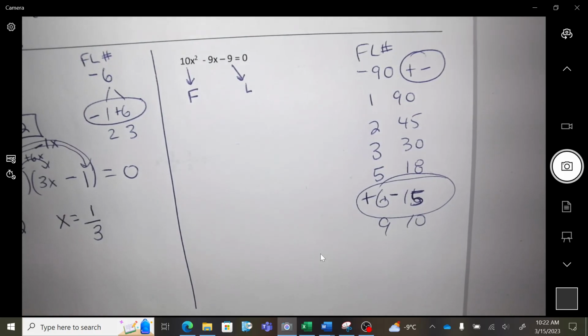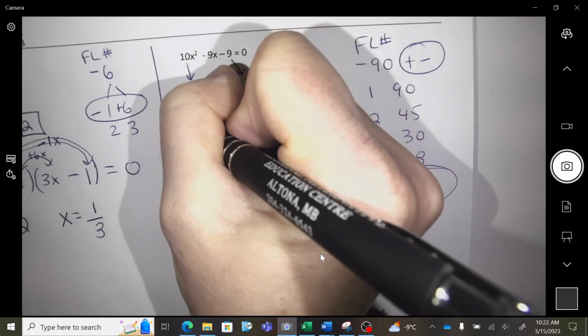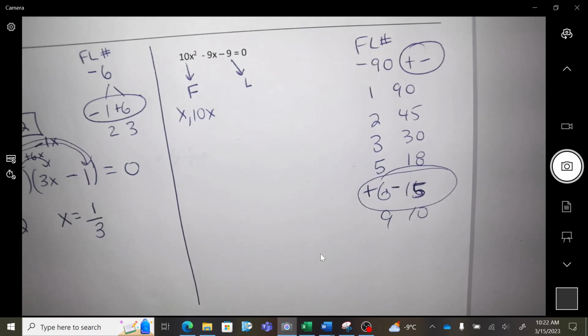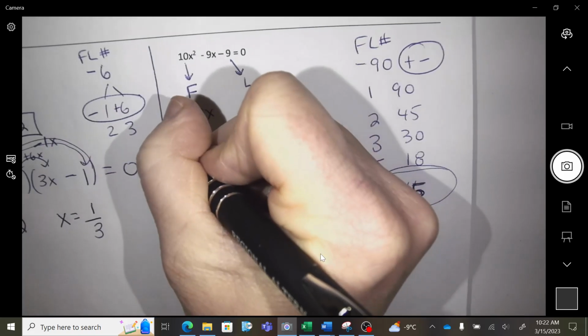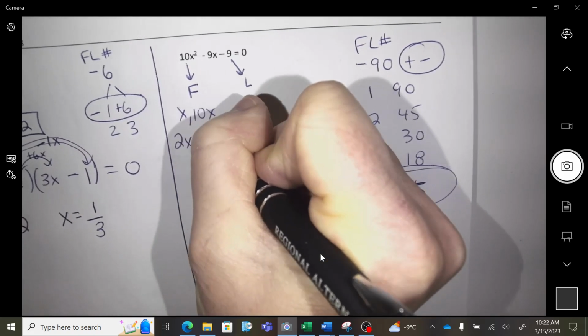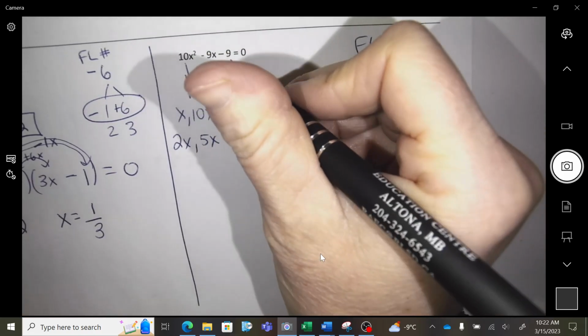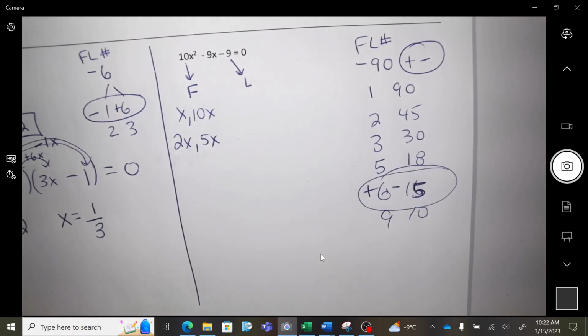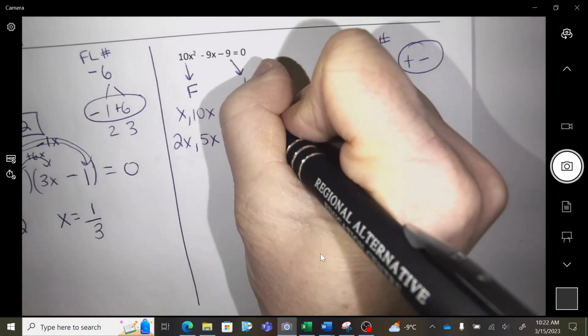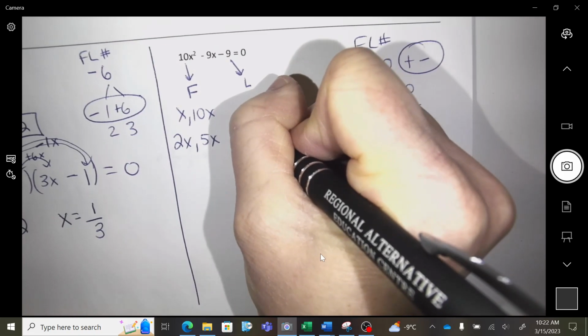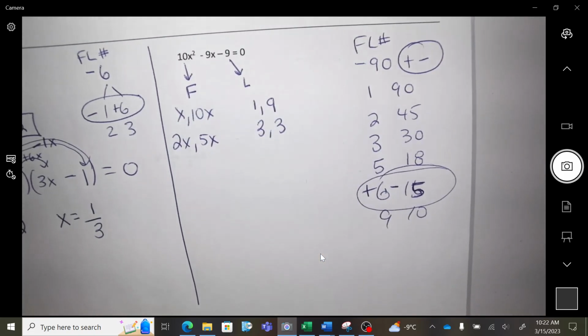Okay, give me the products of the 10x squared options. So we could go x times 10x. We could have also done a 2x times a 5x. And that's it. How could you have multiplied to the 9? 1 times 9. 3 times 3. Okay, so there's my options, and then this is the puzzle part.